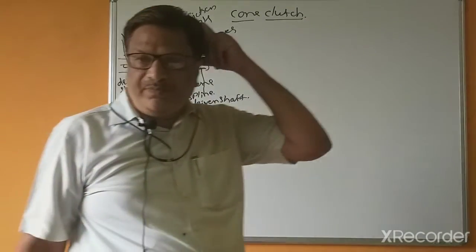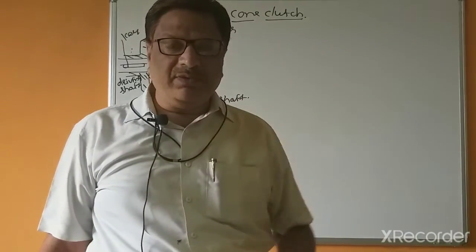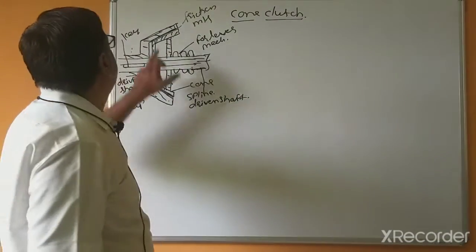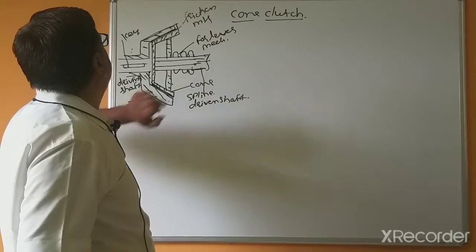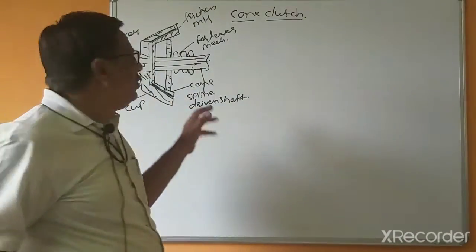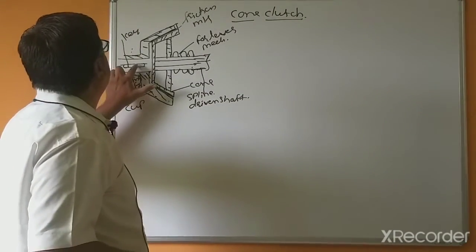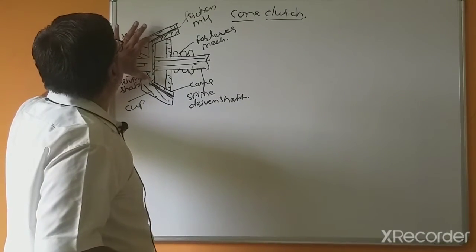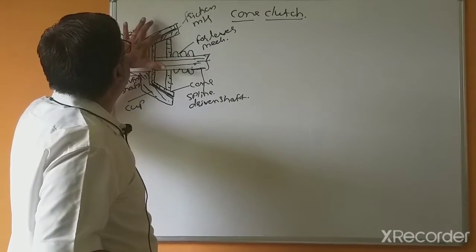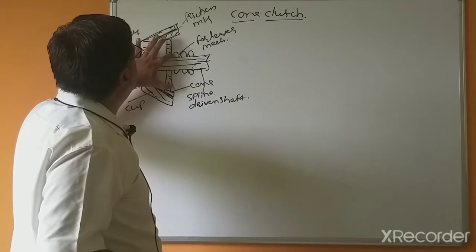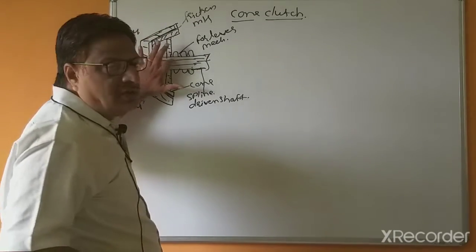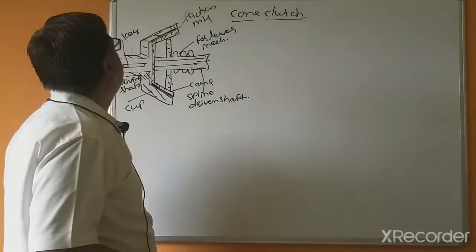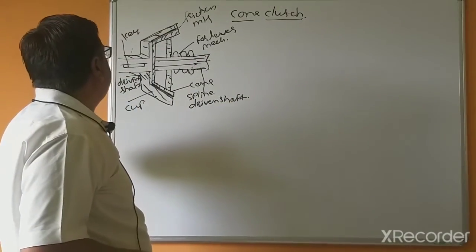So, input shaft means the driving shaft, that is fixed, and this is rotating, and this cup is rotating, and this is friction material, and this is cone material. Power is transmitted from this input shaft through the key to this cup, and from the cup to this friction material, friction material to cone, and cone to this splined shaft. So, this is the transmission of power because of the friction material.